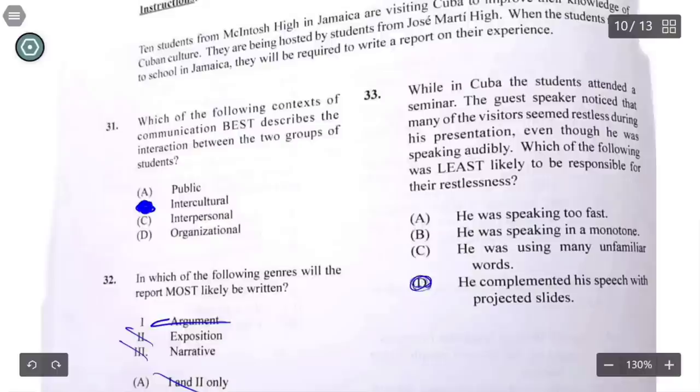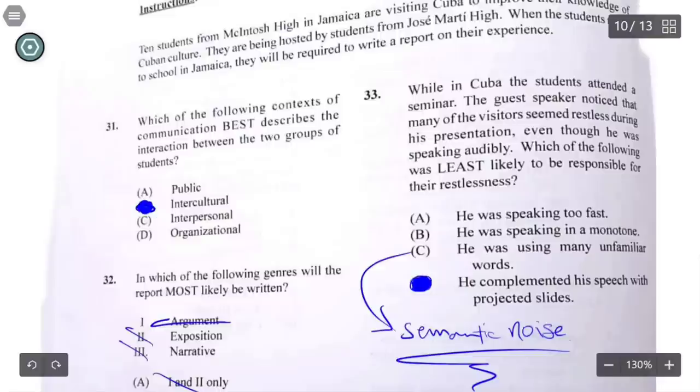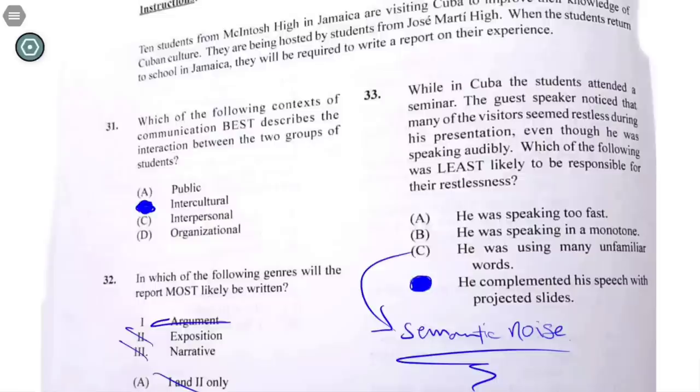Fun fact, C would be referred to as semantic noise. When people use a bag of big words and you don't know what they mean, so you don't know what they're talking about, but they continue to talk like you know what they're talking about, but you really don't, but you just nod and say, yeah, I get you, so that they can stop talking. So 33D.